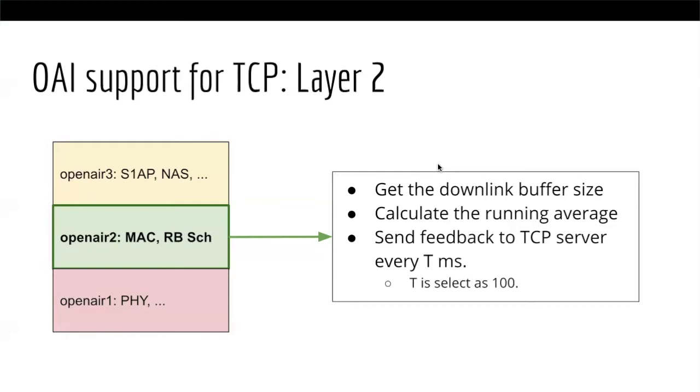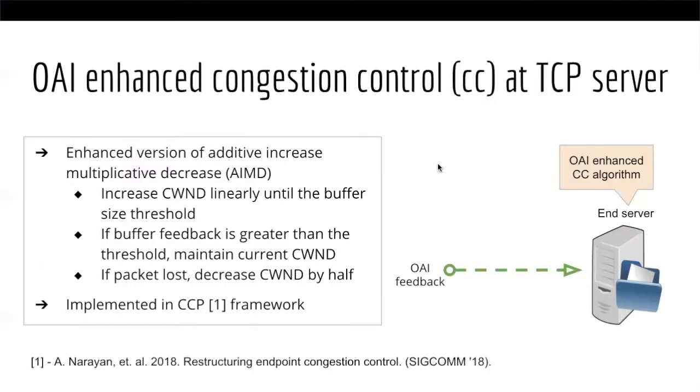So we made our modifications in openair2, modifying the scheduler code here. At every scheduling time interval, our code gets the downlink buffer usage per user, calculates the running average, and then sends the feedback to the TCP server periodically every t milliseconds. In this prototype, we chose t as 100 milliseconds.